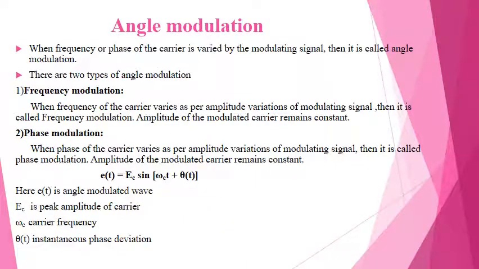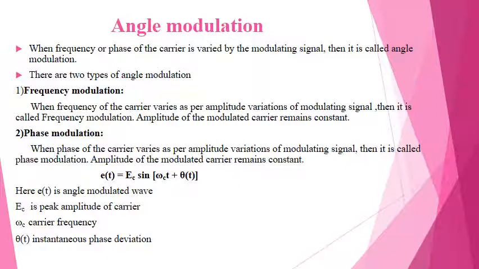Next we are going to see about the angle modulation. When the frequency or phase of the carrier is varied by the modulating signal, it is called angle modulation. Angle modulation is of two types: frequency modulation and phase modulation. Frequency modulation: when the frequency of the carrier varies as per the amplitude variation of the modulating signal, it is called frequency modulation. It means the amplitude of the modulated carrier remains constant.